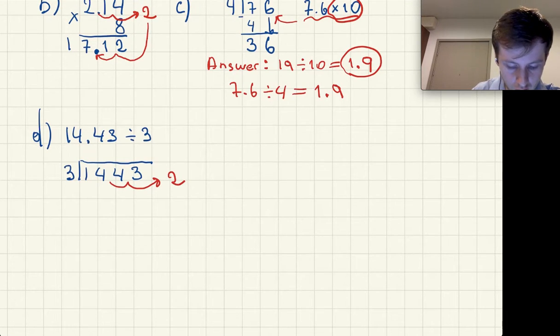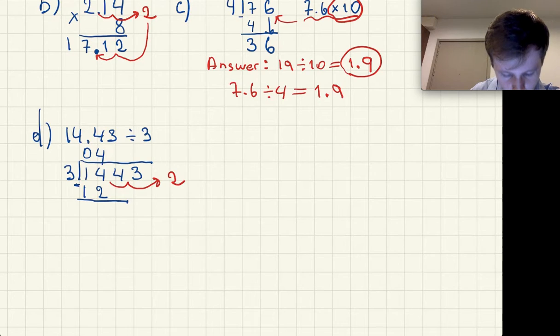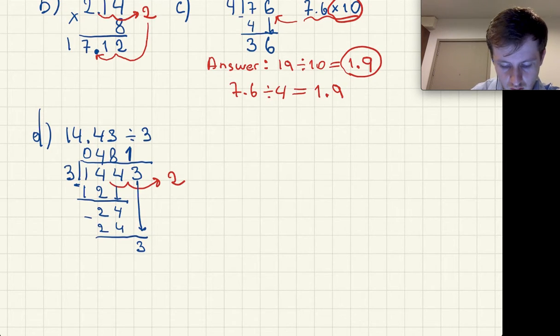3 doesn't come into 1, it doesn't fit, so we write 0. 3 comes into 14 how many times? Actually 4 times. So we write 4 here. We do minus 12. We get 2 and then 4. So 24. 3 comes into 24 8 times. So we just get 84, and then 3 finally gets here. So 3 comes into 3 1 time. So we get 481.